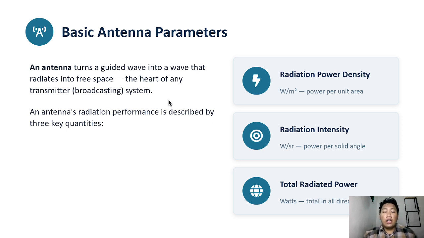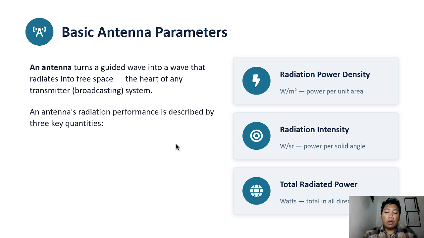First things first, what is an antenna? We simply put, it takes a guided wave, like a signal traveling in a cable, and turns it into a wave that radiates out into free space. So in broadcasting, this is exactly what sends the signal out to your audience.